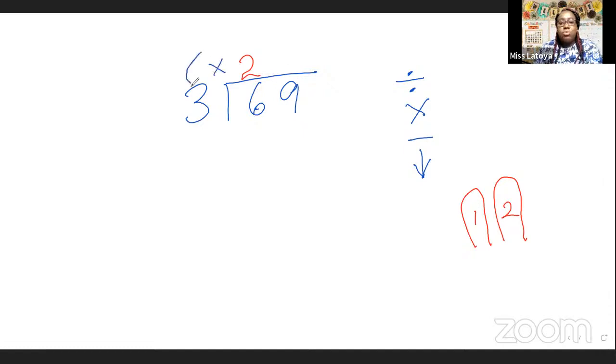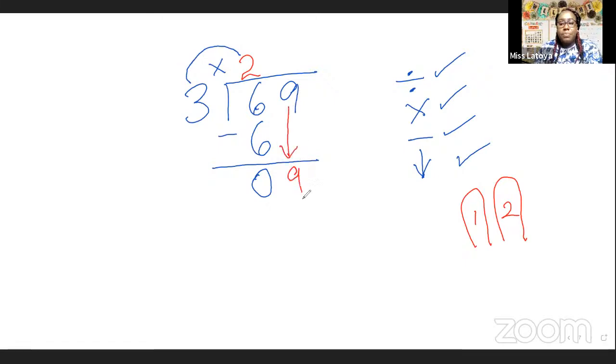Okay, we're going to say 3 2s are 6. Now we are going to take away. 6 take away 6 is 0. So we divide, we multiply, we subtract. Our next step is to bring down. Now we have to bring down the 9 and repeat this process all over again.